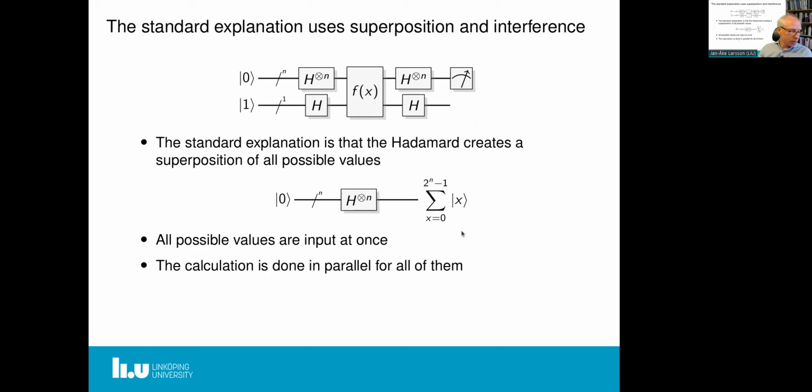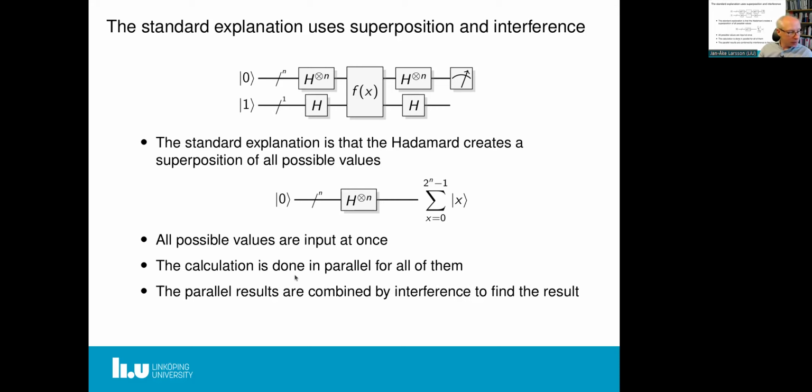So the argument is the calculation is done in parallel for all of them, and that the parallel results are combined by interference in this Hadamard here. And the measurement outcome after having done this interference will give you the correct answer. I'm going to try to argue to you that this is not the best explanation. There's a different explanation that will give you a better understanding of what is going on here.